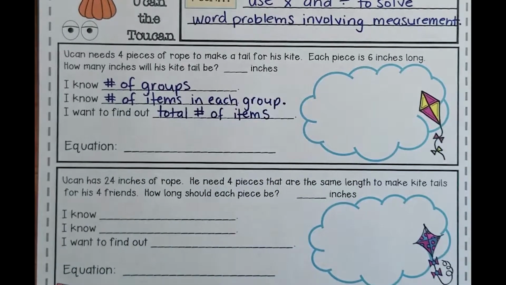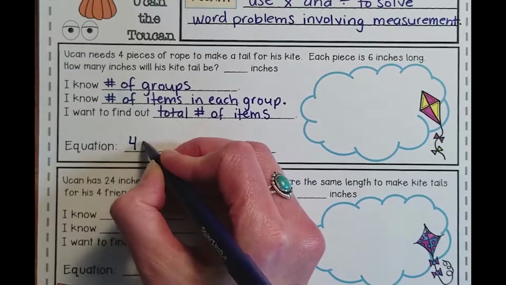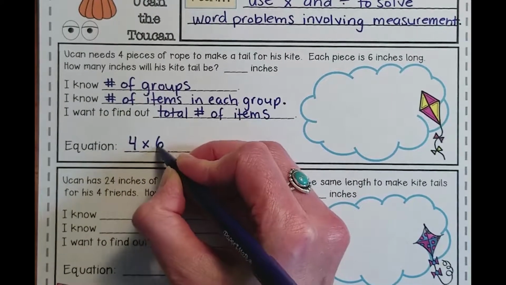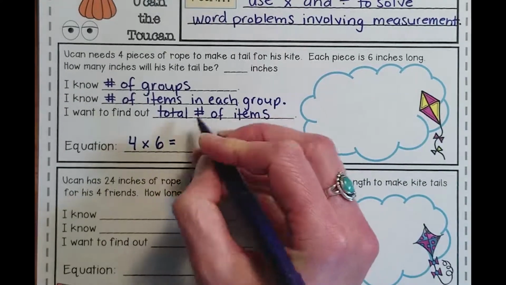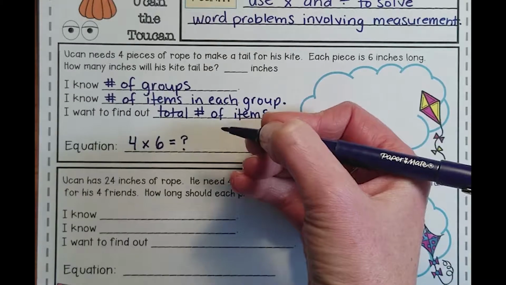Whoa. If you know the number of groups and the number of items in each group, but you don't know the total number of items, guess what? You need to multiply. You know that you've got 4 groups of 6, and that's going to give you some length. You're not sure what.